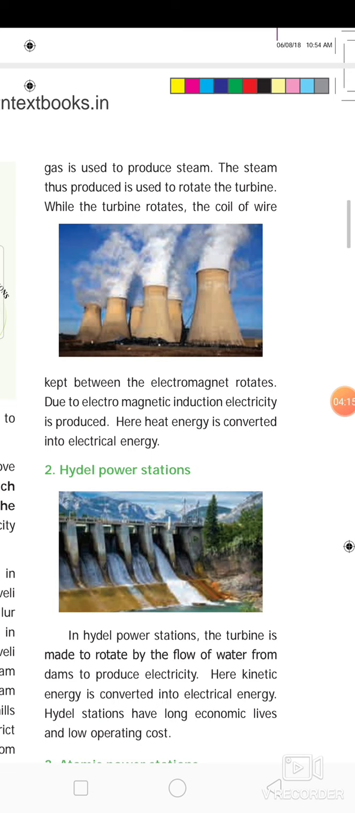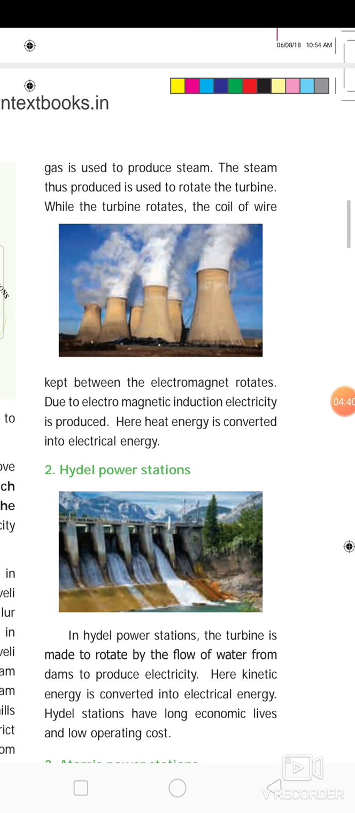See, in the primitive stages, in the beginning, trains worked using steam engines. So steam has that much power. That powerful steam is used to produce electricity. That you must understand. The steam thus produced is used to rotate the turbine. While the turbine rotates, the coil of wire kept between the electromagnet rotates.